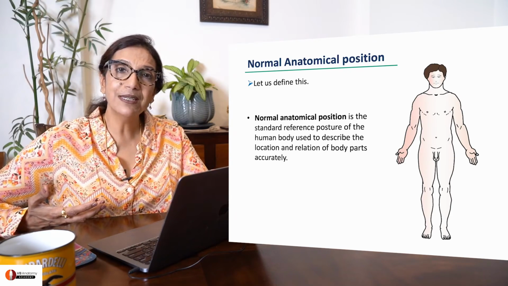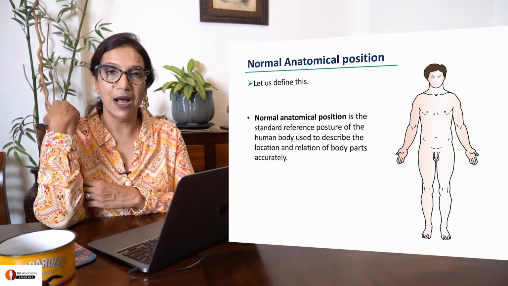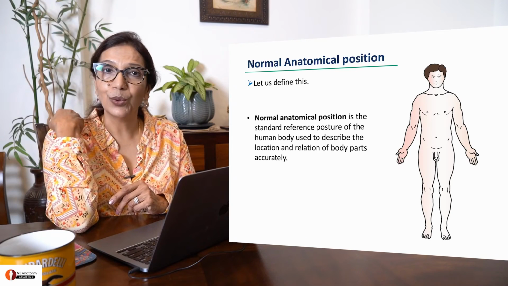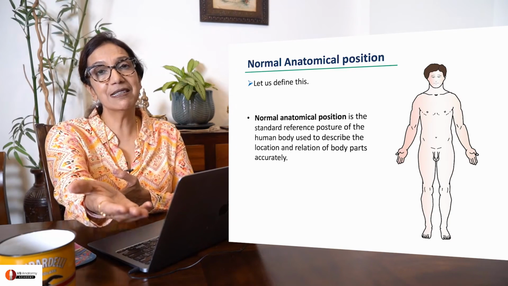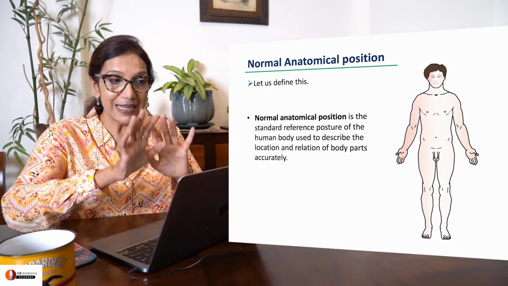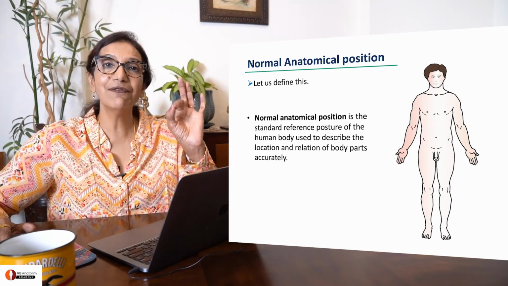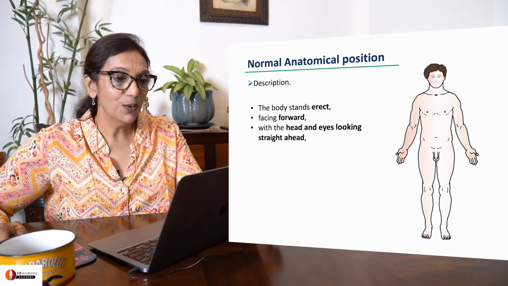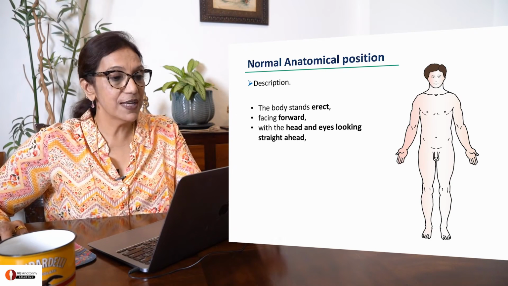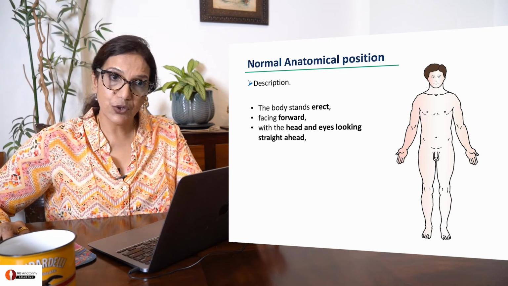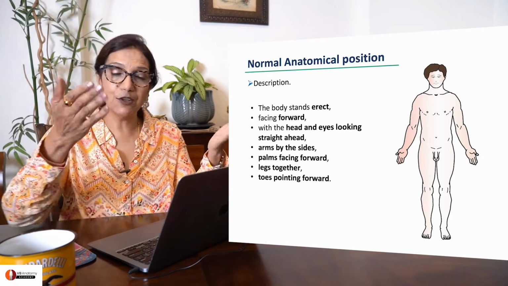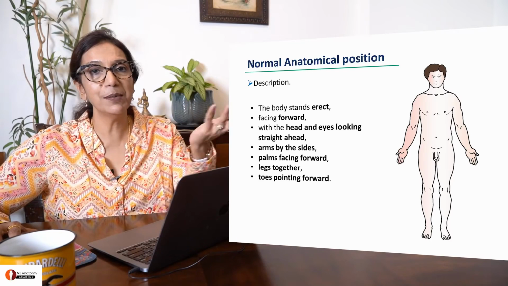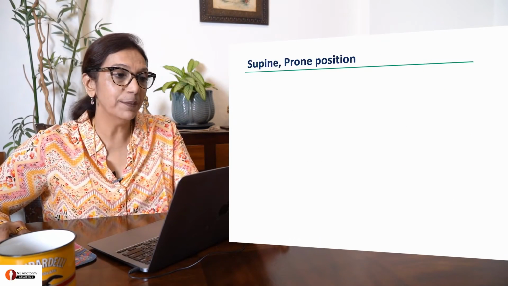Why are we talking about this? When I ask you to flex your arm, if the starting point was like this, would you be able to flex? No. So there has to be a fixed starting point for any action. This normal anatomical position is the fixed starting point for any action. So what is it like? Standing erect, face forwards, head and eyes looking straight, palms forward, thumbs laterally, toes forward. That's the normal anatomical position. I'm sure the image is giving you the general idea.